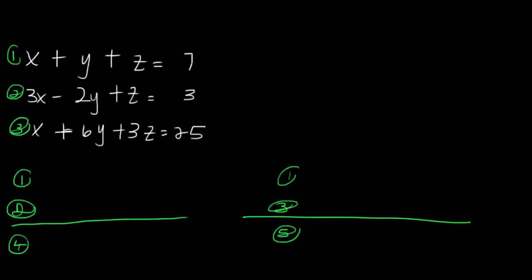Okay, so with equations 1 and 2, I'm eliminating that third variable. And so that's z and z. Well, they're the same variable, and it's the same number, 1z, but I need different signs. So it doesn't really matter. I'm just going to multiply the first one, I'm going to make a little note, multiply by -1. Okay, and so that's going to be negative x minus y minus z equals -7.